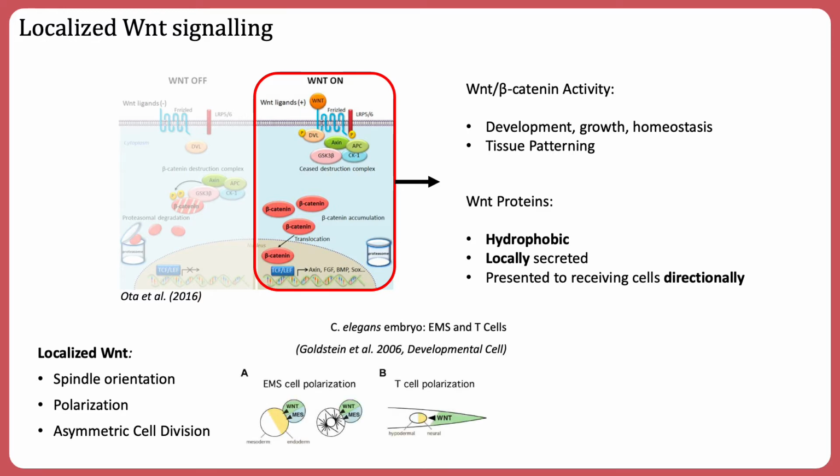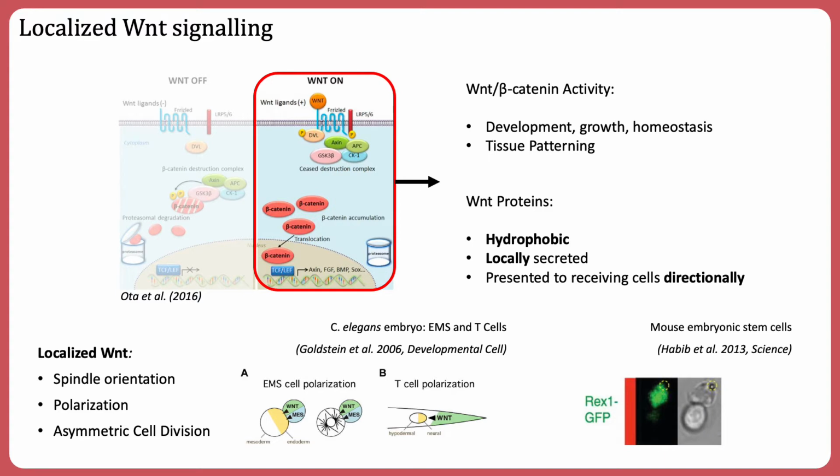Wnts therefore can confer spatial information, and are known to mediate asymmetric cell division both in vivo, such as in C. elegans, and more recently in vitro in mouse embryonic stem cells. To enable the study of localized Wnt in adult human stem cells, we generate a localized Wnt source by covalently immobilizing purified Wnt3A protein onto polymeric surfaces, thereby recapitulating the directional Wnt presentation of the in vivo environment.